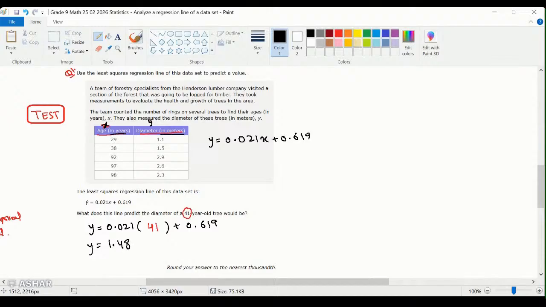1.48. But this is not rounded off to the thousandth, right? What will happen over here is we round it off to the thousandth and we write a zero at the end, because thousandth means third decimal place. So third decimal place. Okay.